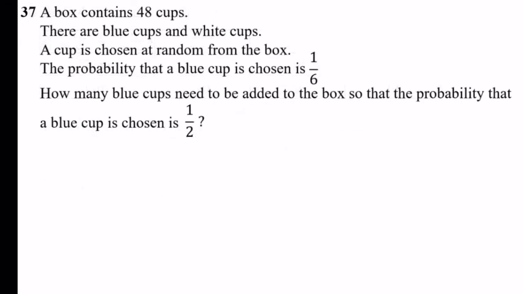Question 37, a box contains 48 cups. There are blue cups and white cups. A cup is chosen at random from the box. The probability that the blue cup is chosen is 1 over 6. How many blue cups need to be added to the box so that the probability that a blue cup is chosen is 1 over 2?